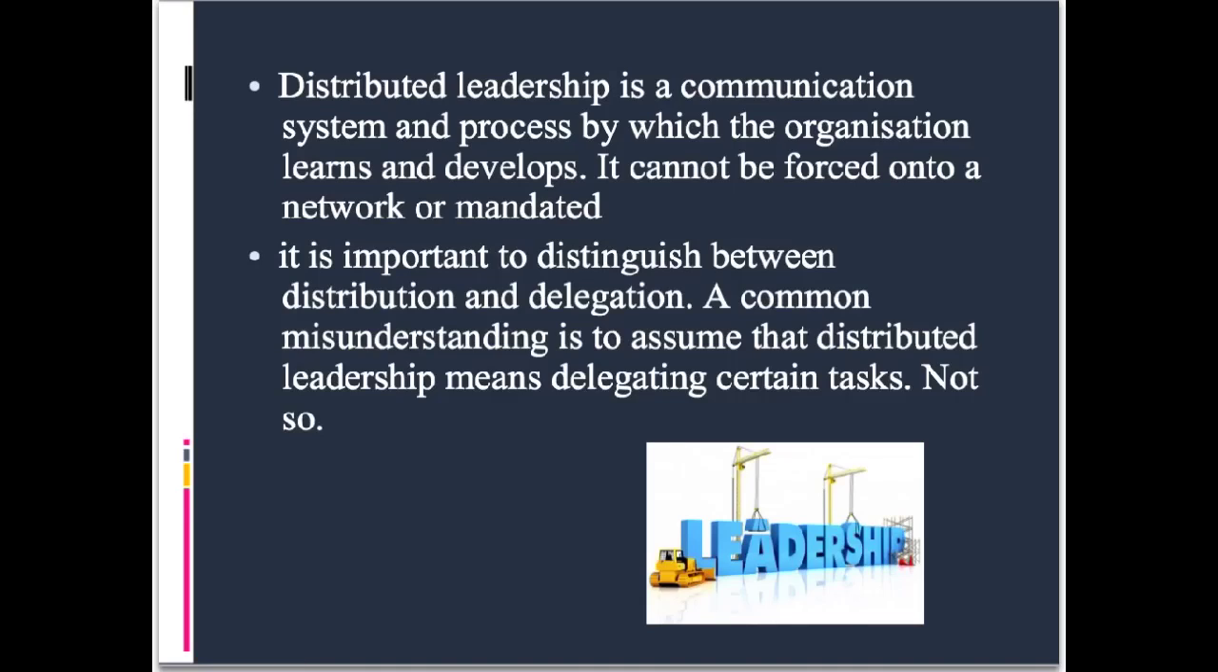It's really important to distinguish between distribution and delegation though. A common misunderstanding is to assume that distributed leadership means delegating certain tasks, and it's not so. Distribution is not meant here in its functional sense, rather it describes a process where distributed leadership is the byproduct of shared activity, discussion or dialogue, rather than the routine of handing out tasks.